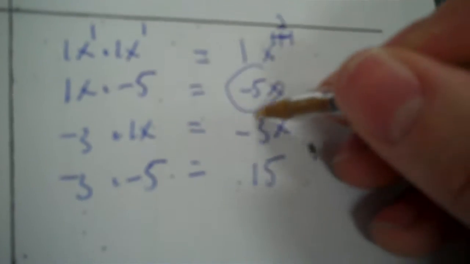So you have x second, then x or x to the first, then the constant. 1. Then you add negative 5, negative 3. That's going to be negative 8. And then you have 15.